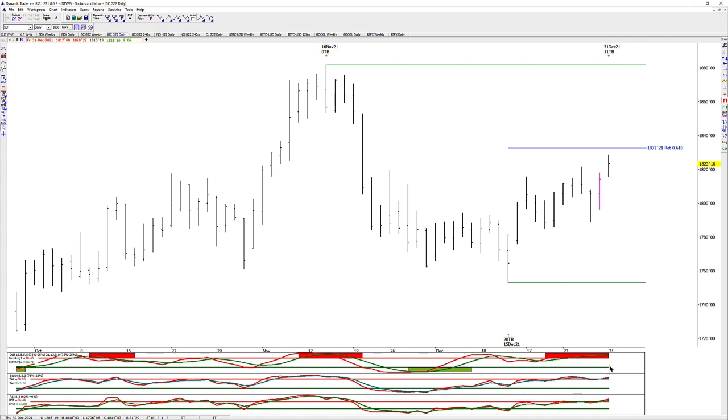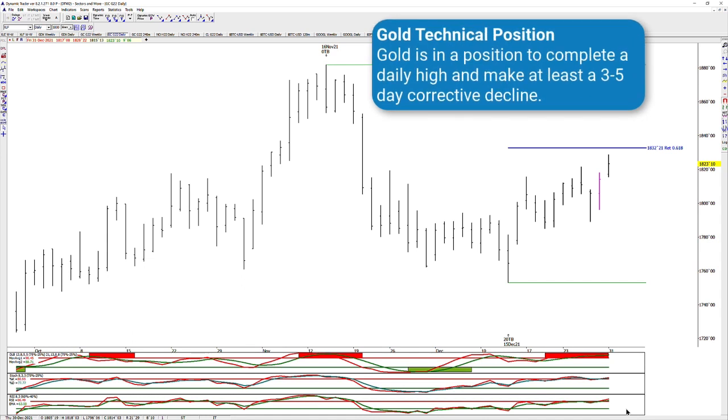And for a DT oscillator, would typically reach the oversold area. For the stochastic and RSI, it may not reach oversold, but we'd want to see it make a bull reversal before we consider a long position.